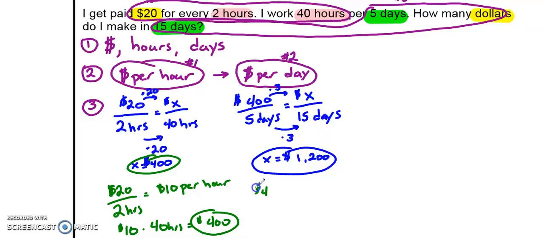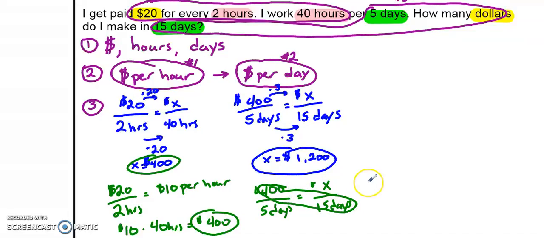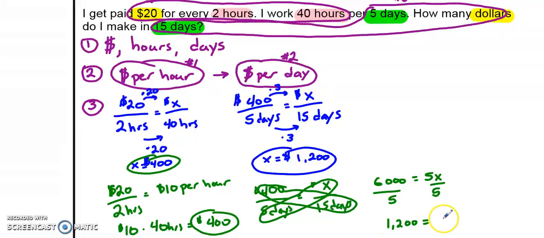Again, I would have had $400 every 5 days. And I would have had X dollars every 15 days. I am trying to figure out how much money you make in those 15 days. So, okay, 400 times 15 ends up being 6,000. Okay, and then X times 5, well, that's just going to be 5X. And then I finish solving by dividing both sides by 5. And I'd get 1,200 equals X.